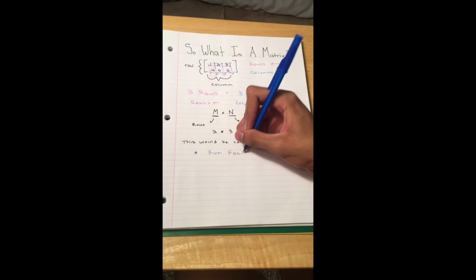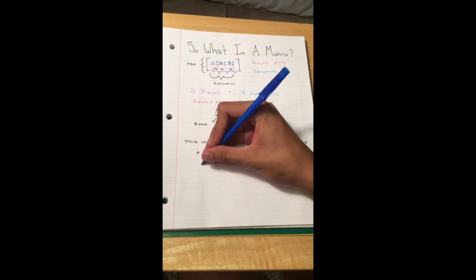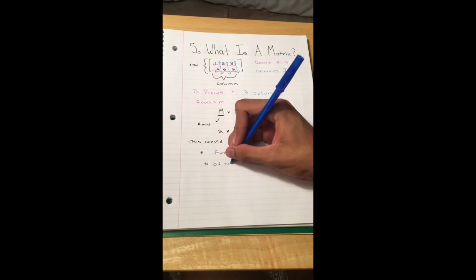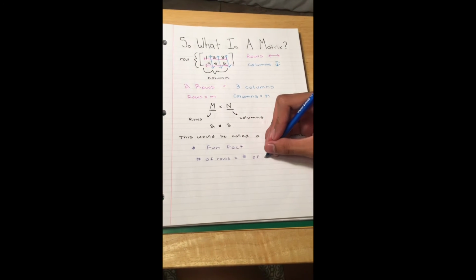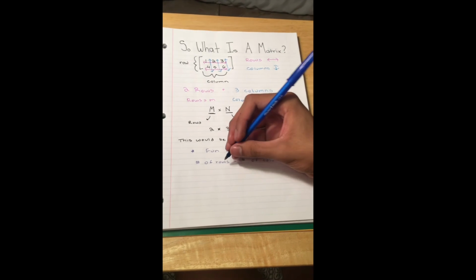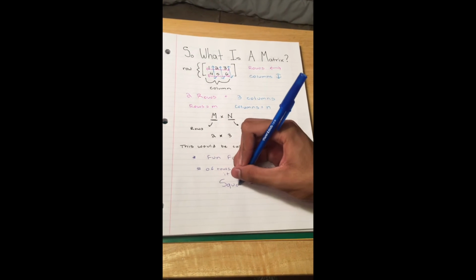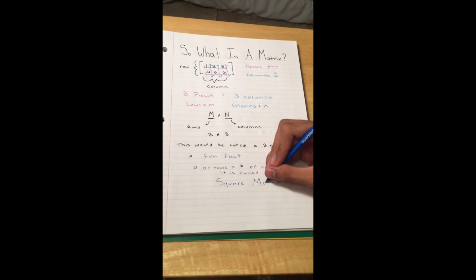Okay, since we've been working so hard, I feel like we deserve a fun fact. The fun fact is, when the number of rows equals the number of columns, we call this a square matrix.